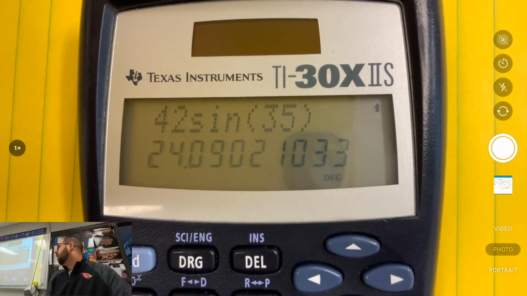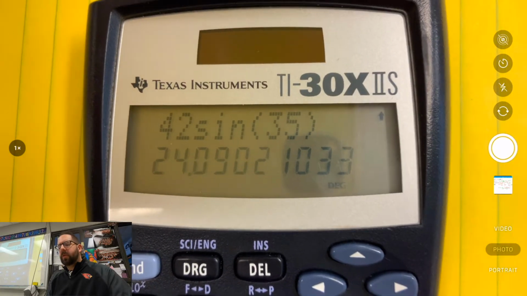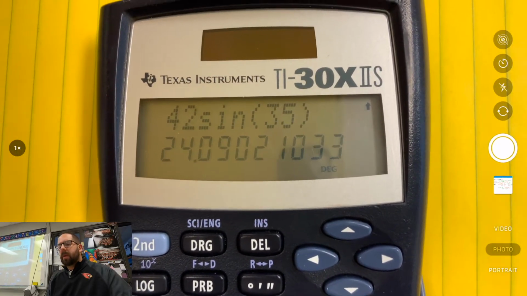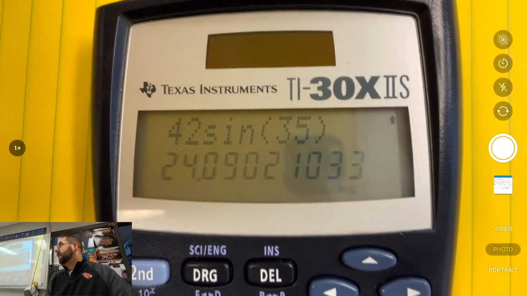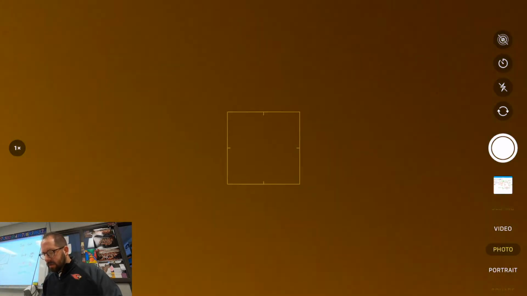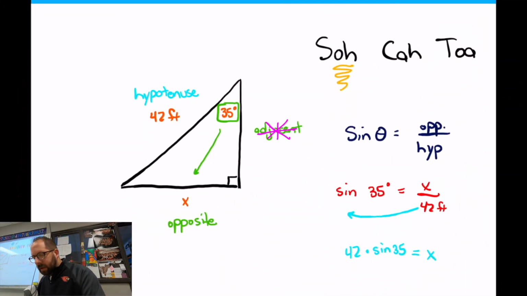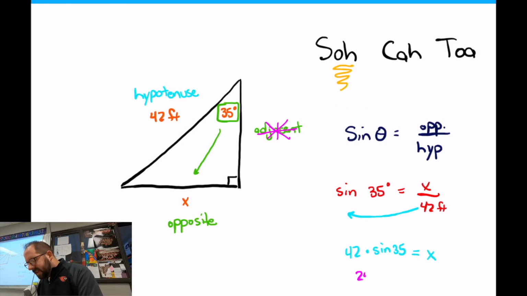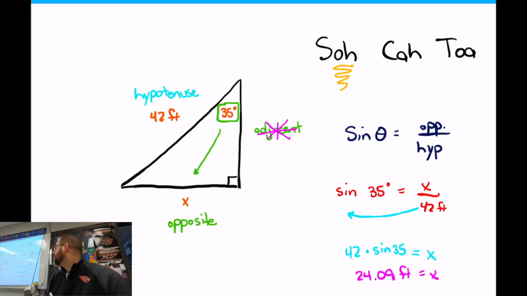It should be 24, roughly, and if you want to go a couple decimal places, 24.09. Doesn't matter. Now, what is the label going to be? Feet. So this should be in feet. So this will end up being 24.09 feet. That's how far away we are from the bottom. That's if your x is on the top.